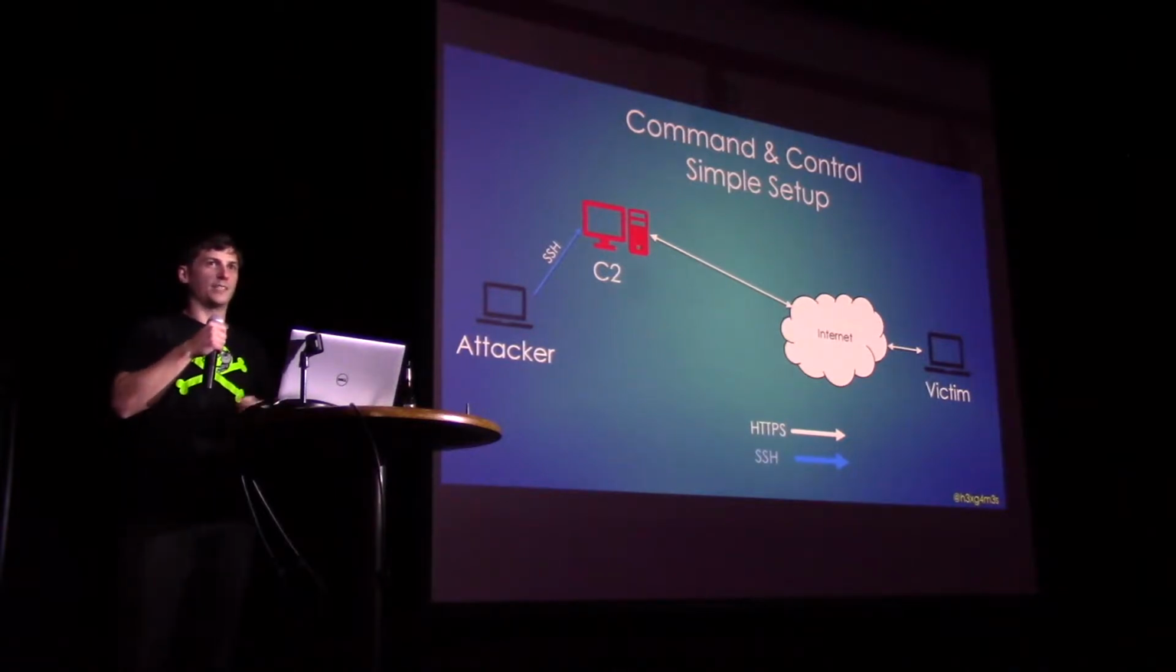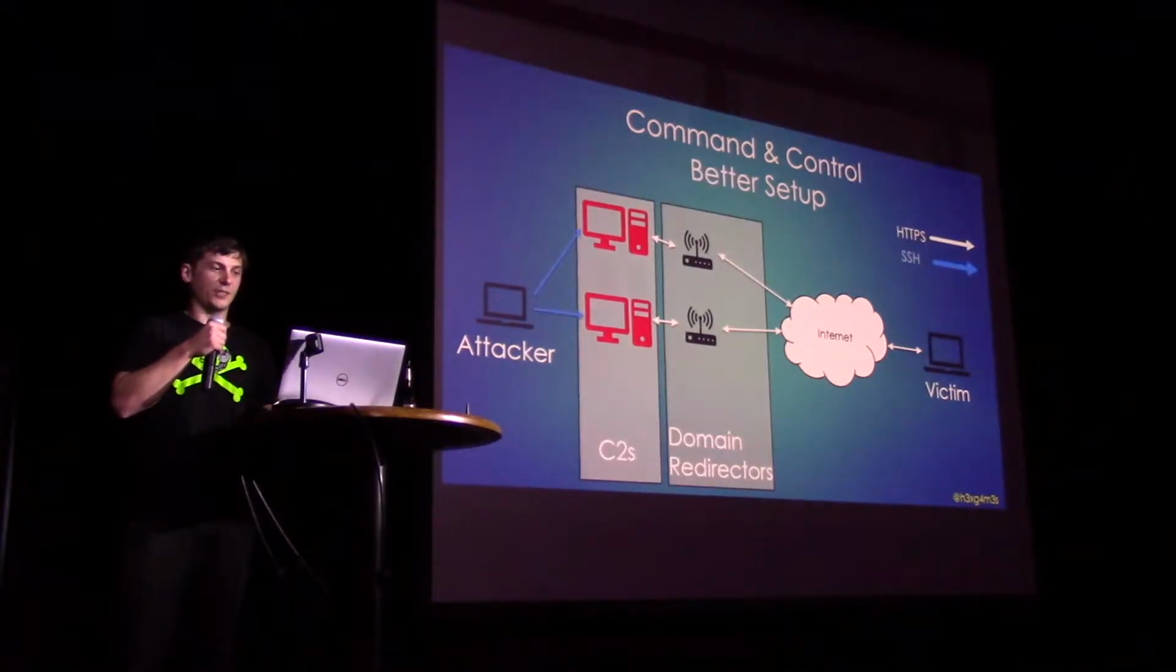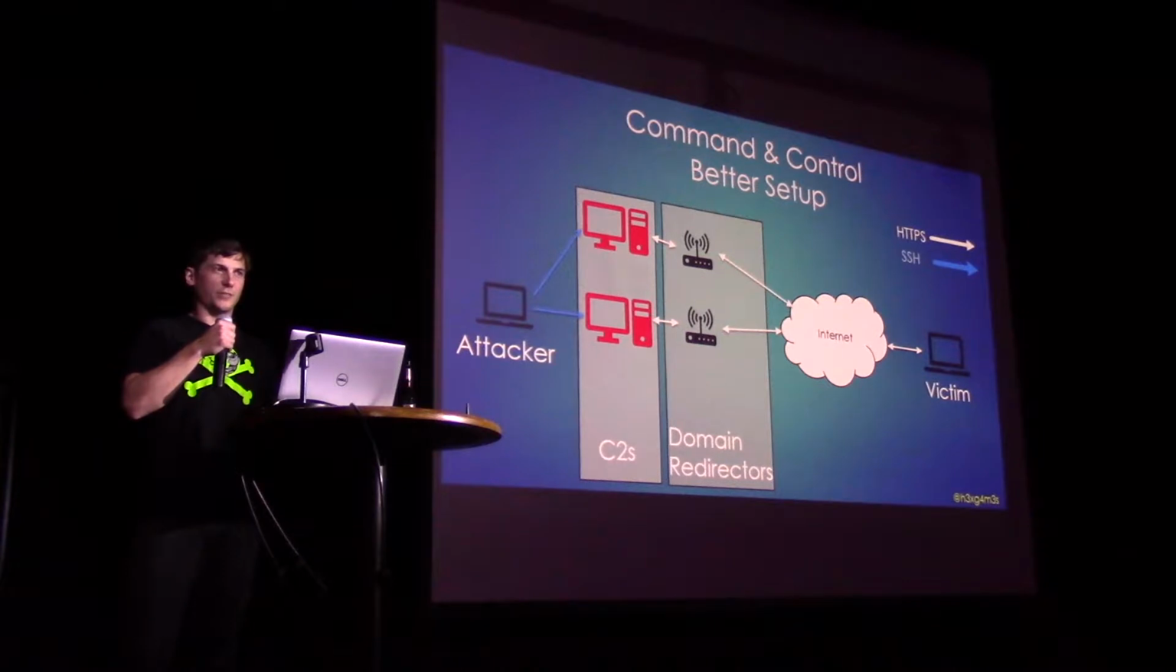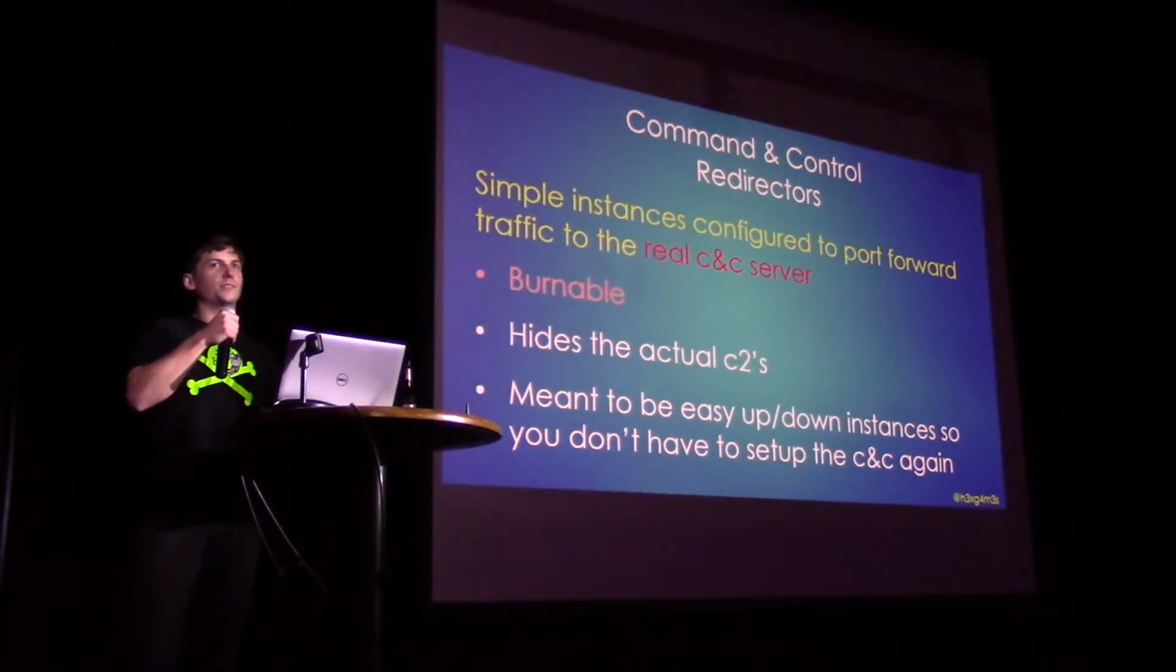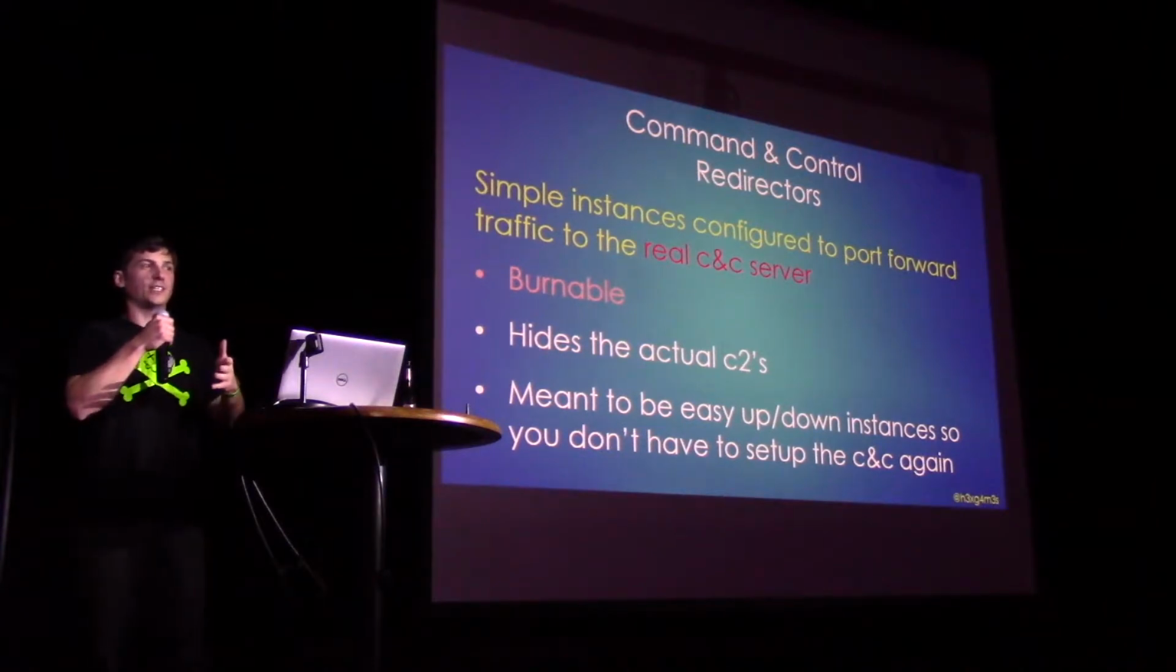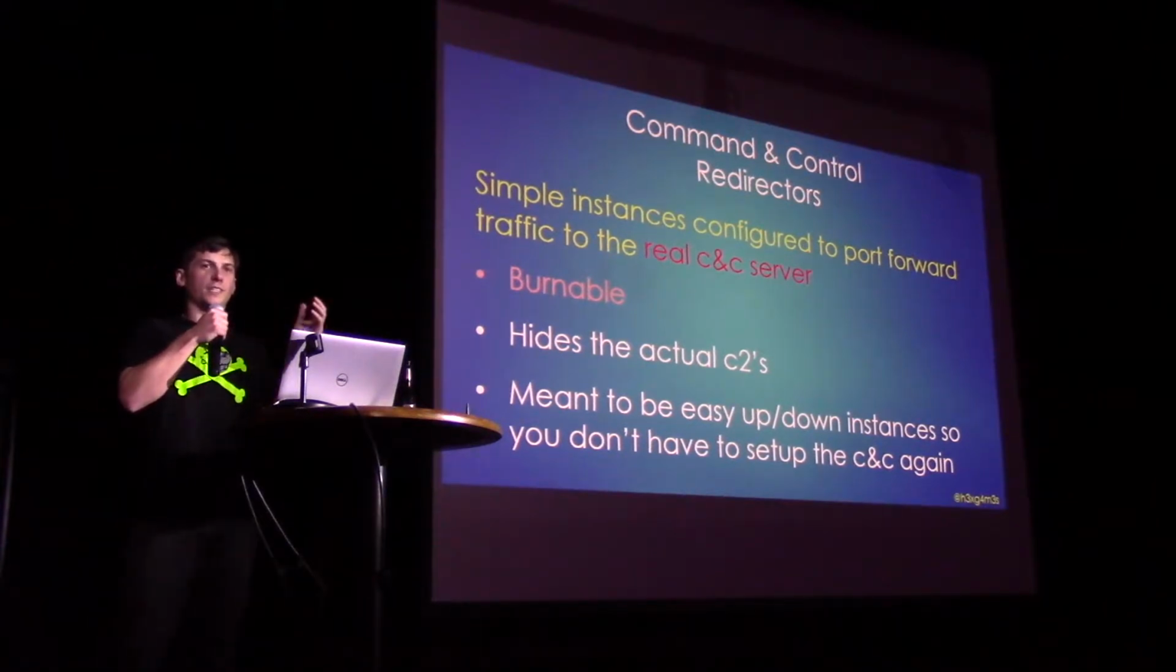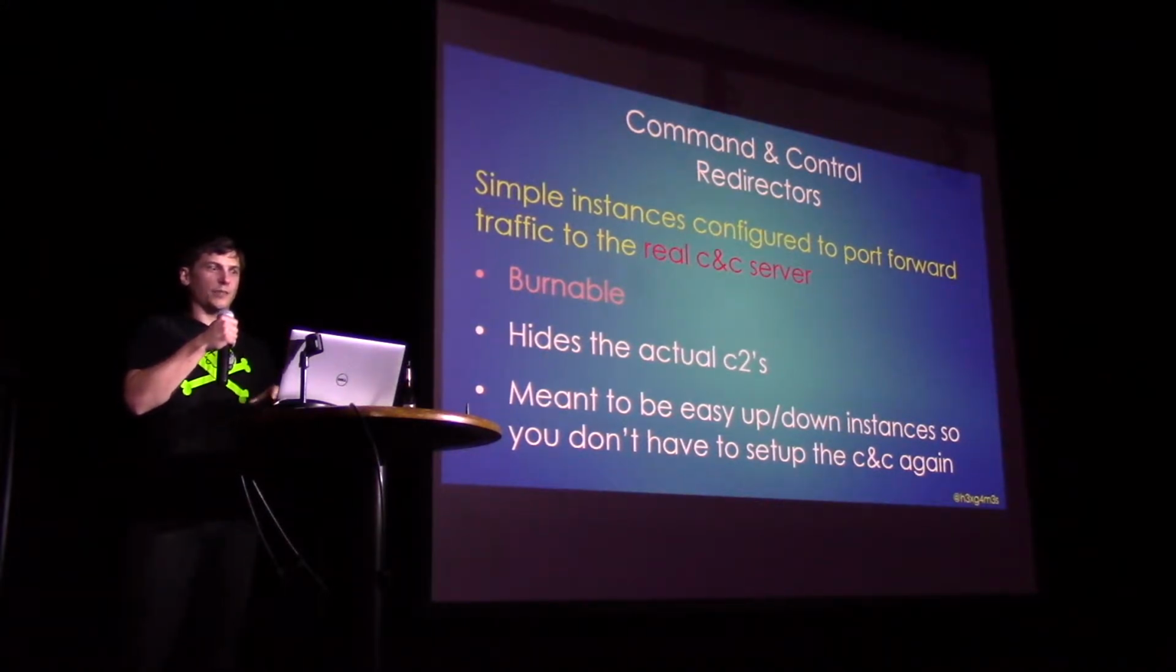Some better setups, depending on how stealthy you want to be and how quiet and sneaky, you can introduce domain redirectors. Domain redirectors are where you go buy domain names and have those set up on your Amazon instances. Basically the idea is that these things are burnable. So if you do get caught, or you notice that all of a sudden none of your payloads start working because they found your reverse shells out there, and they're like, okay, we found this guy, we're going to block that IP, he can't get there anymore.